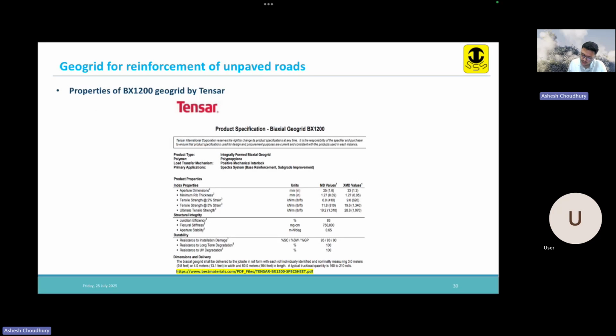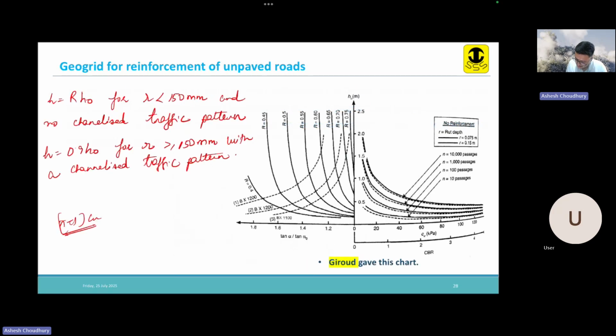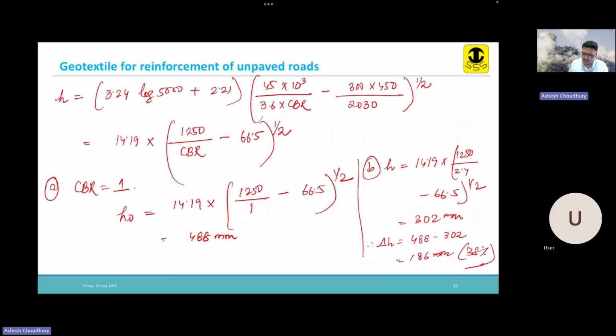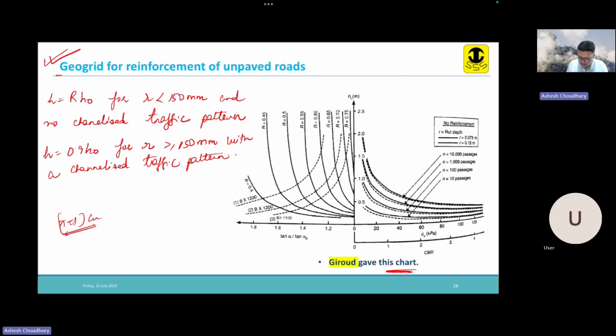So this chart was given by Giroud for geogrid reinforcement. Till now we were studying geotextile reinforcement. Now this is for the geogrid reinforcement. For geogrid reinforcement, directly you have to just get these R values from the chart, and these are derived. So in case of geotextile, we take pi plus 2 c u, the derivation you have seen. In case of geogrid, we take pi plus 1 c u, and get all the other stuff.